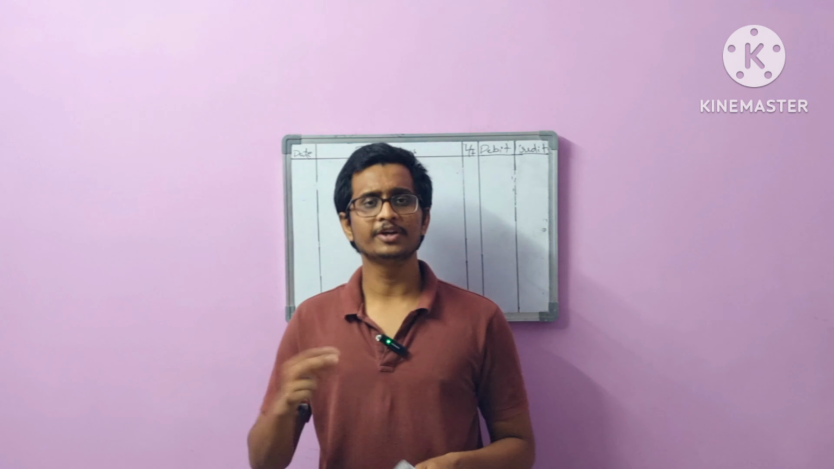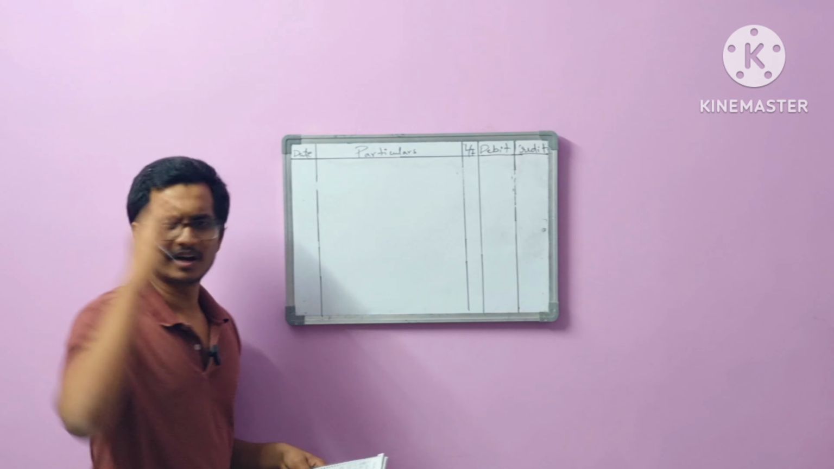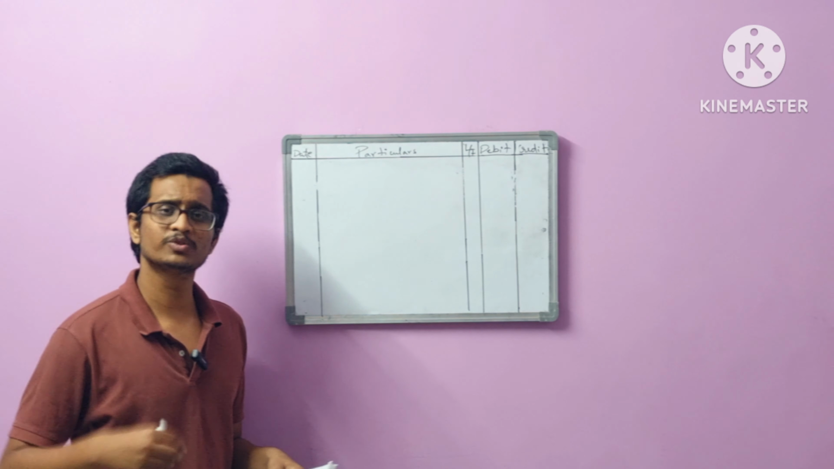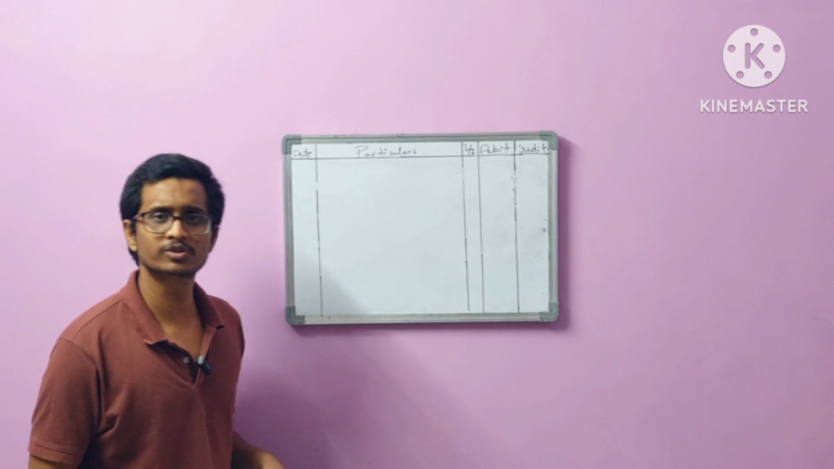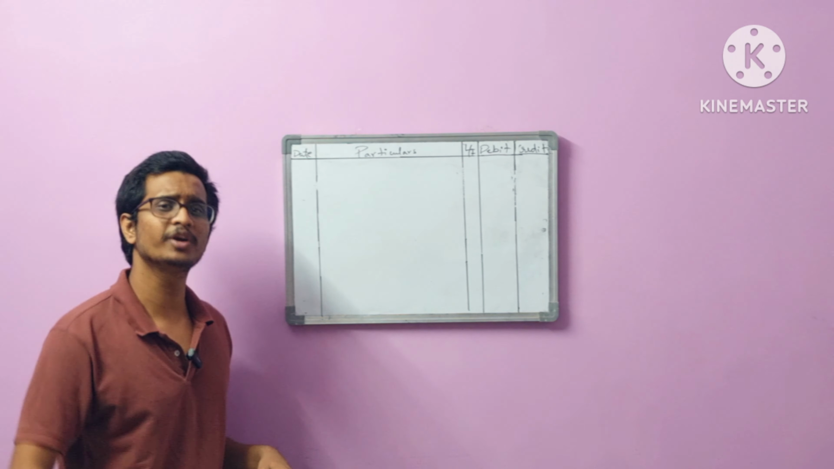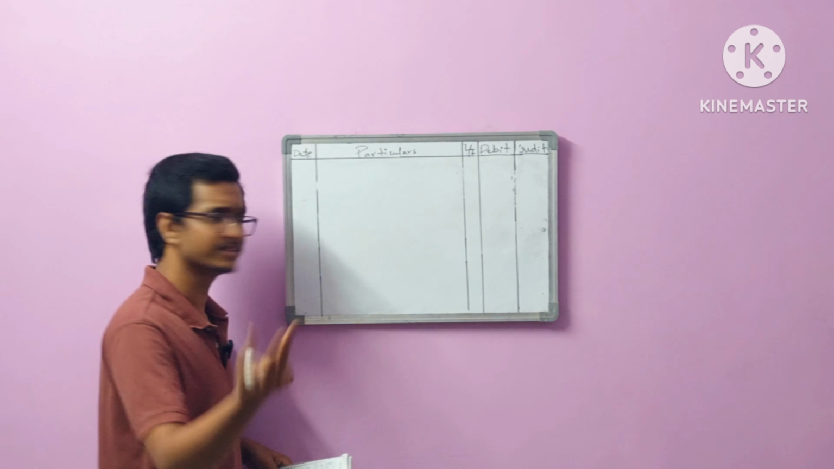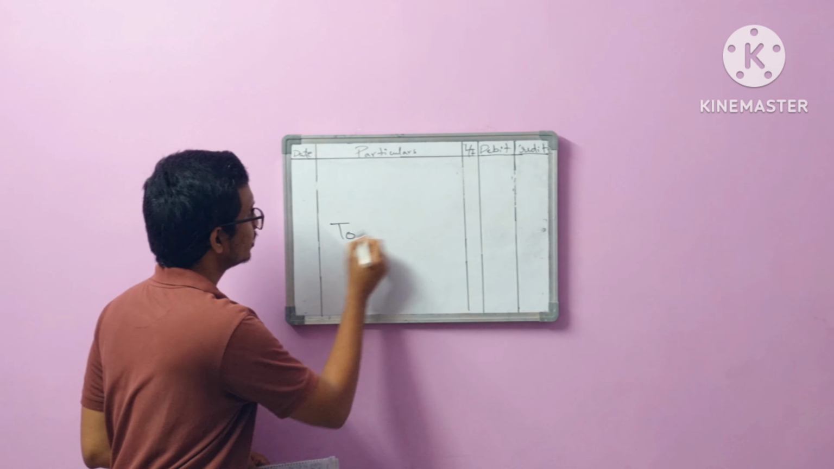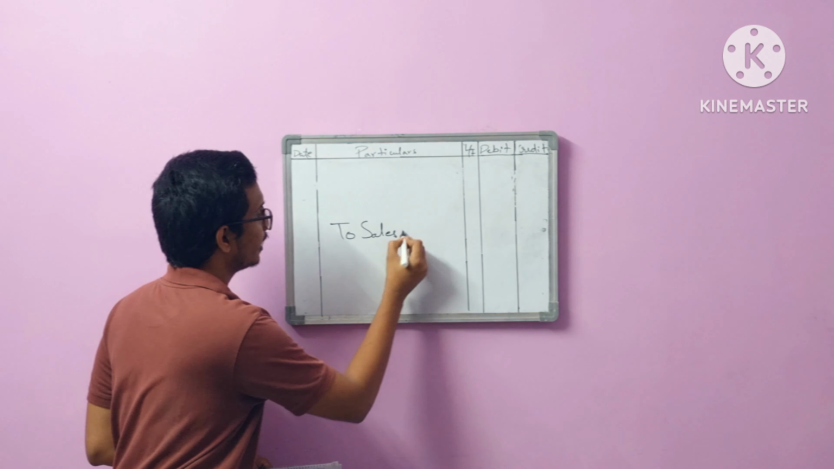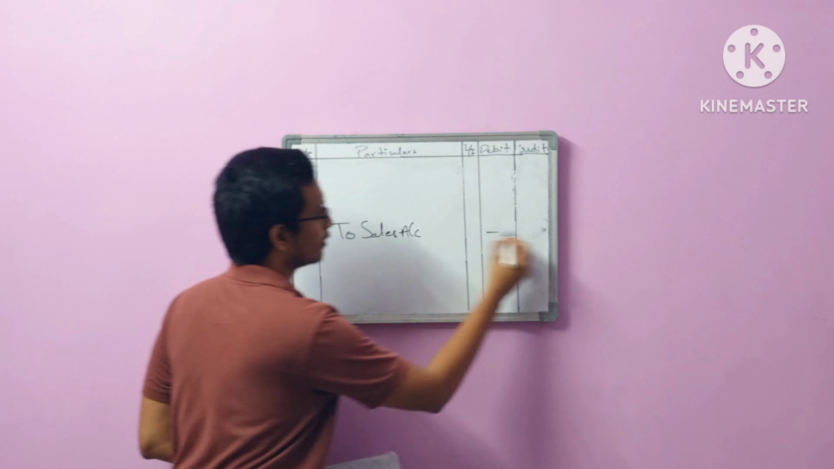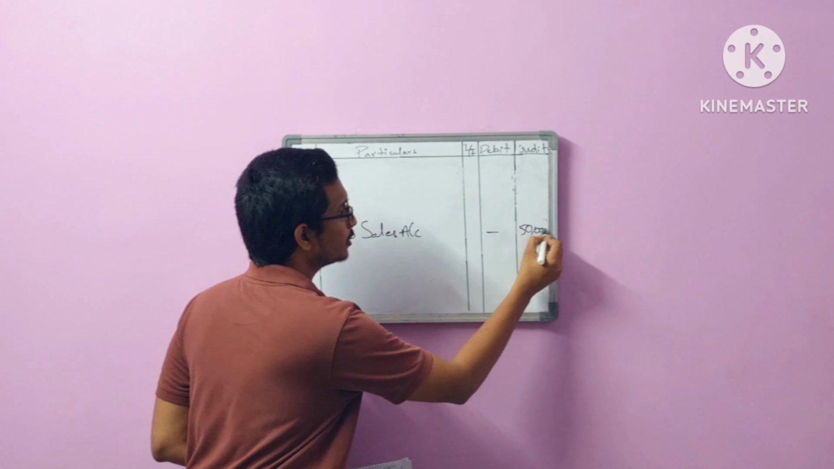So what is coming into the business? Let's forget what is coming into the business. What is going out from the business? Goods are going out from the business. Since goods are going out from the business, we use the word called sales. So I'll use sales account 50,000.